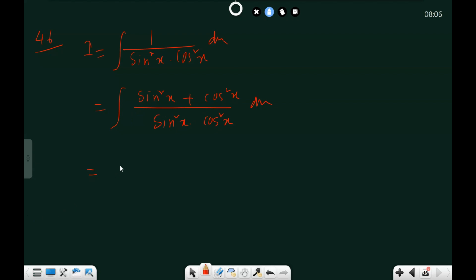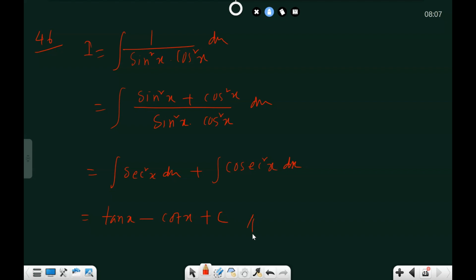And this is equal to integration, separating the division. So sin² cancels, and you have only 1 by cos², that is sec²x dx, and plus this cos² is cancelled, so now you have 1 by sin², and that is cosec²x dx. Now you can take the integral, because the sec² integral is the standard formula tan x, and the cosec² integral is the standard formula minus cot x, plus constant of integration c. So that is your solution.